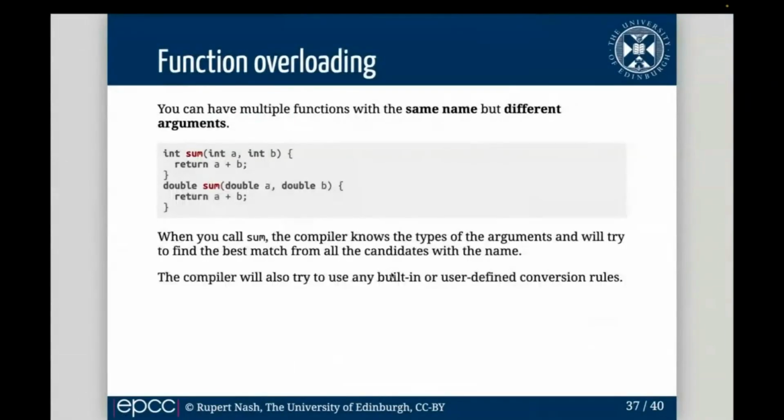Fine. And now the fun part, function overloading. So for C programmers, in Fortran, I don't think that's available either. In C++, you can overload functions. So it means that you can have multiple functions with the same name but different arguments.